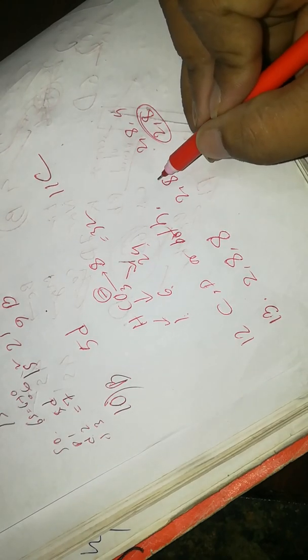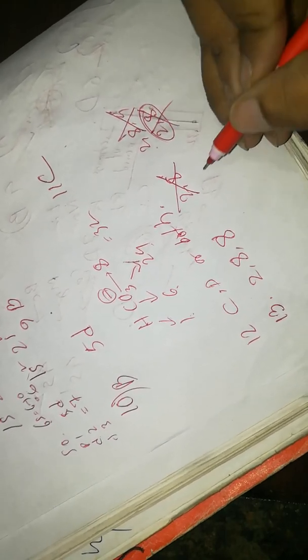Scandium 3 plus, and silicon 4 plus. Silicon is 2 8 4, so silicon 4 plus means 2 8. So fluoride is not matching, phosphorus is not matching, silicon is not matching, so the answer should be scandium 3 plus.